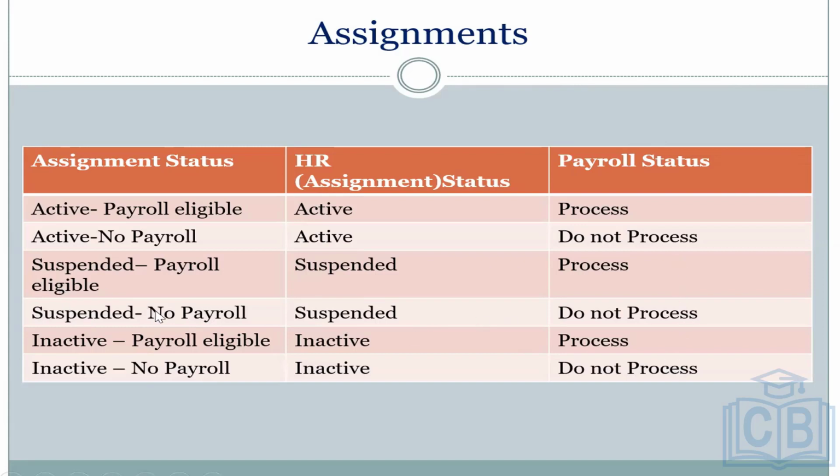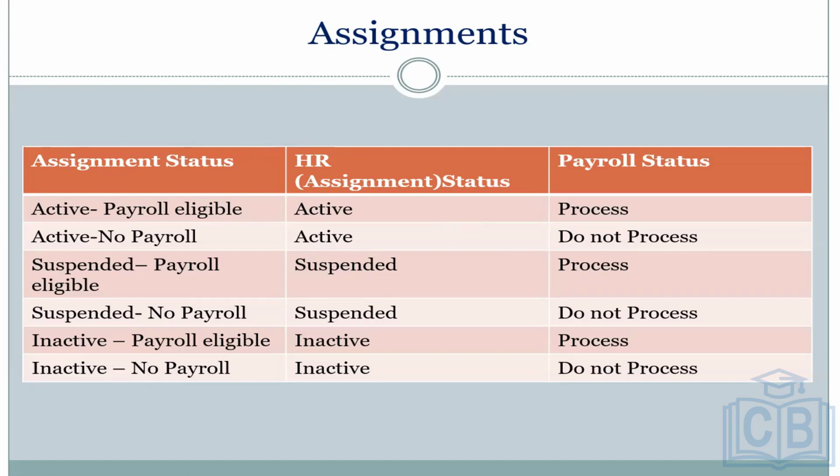Okay. Suspended means no payroll. Suspended is payroll eligible, that means when the assignment status is suspended. Suspended means the employee is on leave or something like that. Might be he's on leave or suspended, so at that point of time it is suspended. In that case the assignment status is suspended and he's on leave.